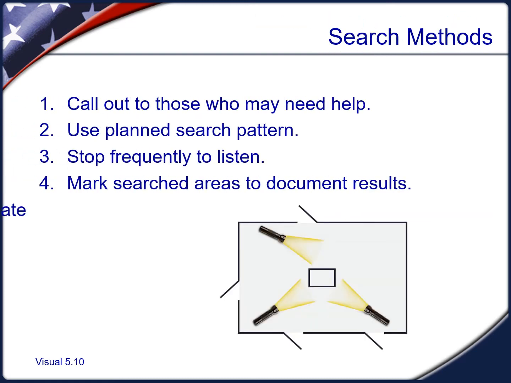So we will go over different types of search methods. The first one is you want to call out to those who may need help. Again, like I said before, your voice is probably going to be the most powerful thing. If you can yell for someone and have them respond back to you, it's obviously going to be a very quick way to find out if someone needs help.